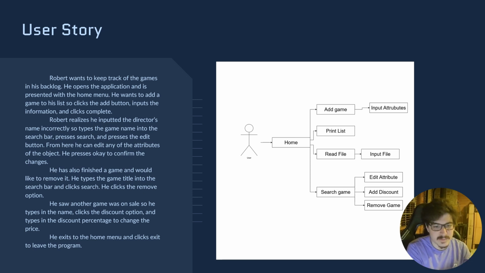He can also search a game there, and then just click remove. It'll automatically remove it. Maybe put a confirm button. I think that'll be a good idea, to put a confirm button to make sure. Yes, he can also search the game, just press the discount button, put in whatever percentage he saw on Steam or on PlayStation, and then that'll automatically calculate what the price will be now. He then can exit and just close the program from there if that's all he wants to do.